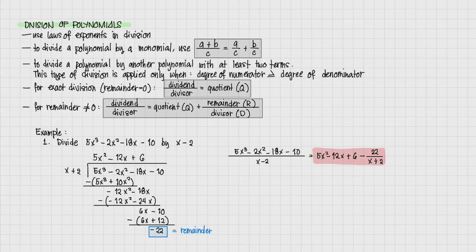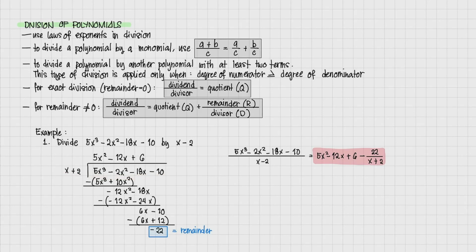To use long division, if you guys remember your grade school division, where, say, you're dividing 100 by 10, it's quite similar. There are quite a lot of similarities between that approach and what we're doing now. So, we'll just place our dividend inside. So, we have 5x cubed minus 2x squared minus 18x minus 100 divided by x plus 2.